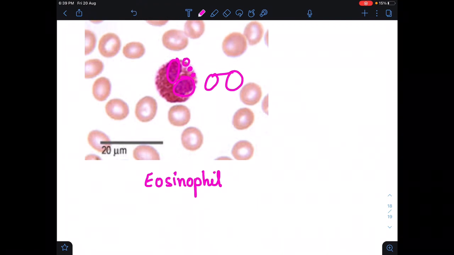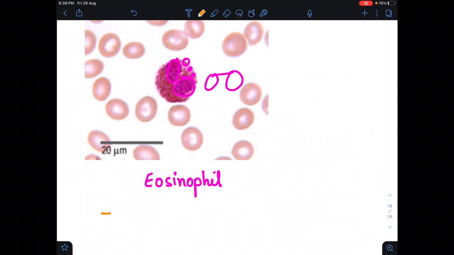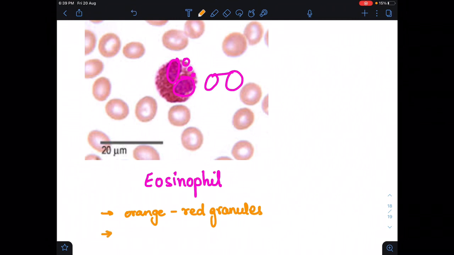And how do you identify it? Because you are seeing orange and red granules in this image, and also you are seeing a spectacle-shaped nucleus. So in an eosinophil, orange and red granules are seen, and also there is a spectacle-shaped nucleus.